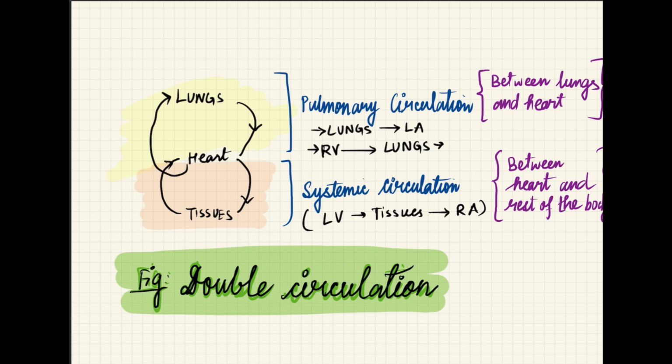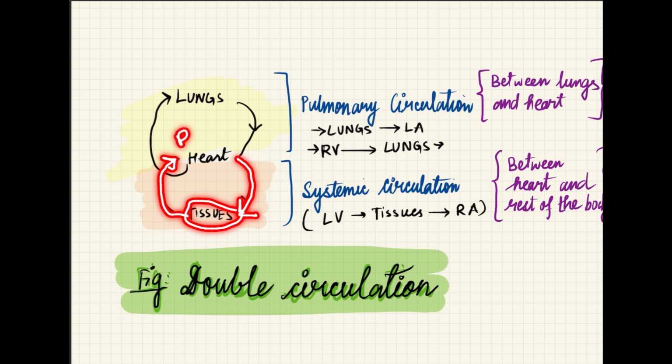So let's see quickly. From the lungs, oxygenated blood enters into the left atrium. From the left atrium it goes to the left ventricle. From here the aorta carries the oxygenated blood to the tissues. The tissues utilize that oxygen and form carbon dioxide in the process of aerobic respiration. That carbon dioxide dissolves in the blood, and now the blood we call deoxygenated blood.